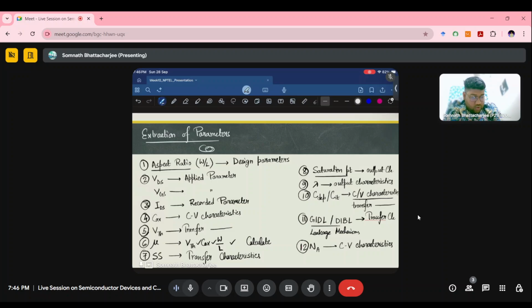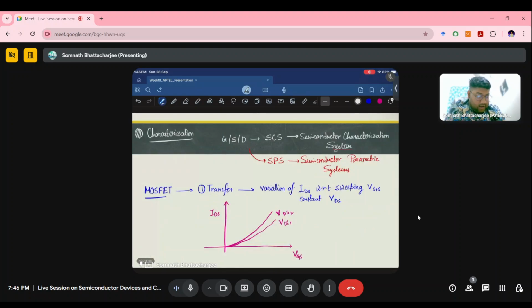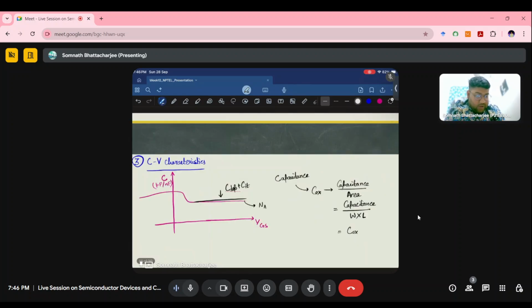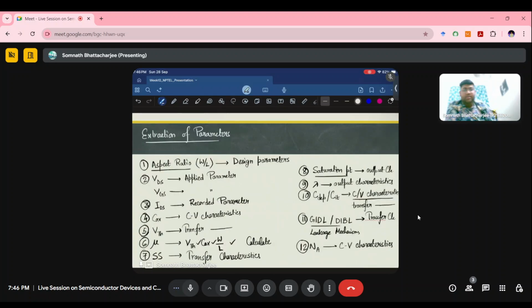Now, if we are just basically characterizing the devices and getting these three kinds of curves, we can directly get all the parameters that are required to ascertain the performance of the device and how these devices will perform. And based on this, we can change both the parameters. So these are the design parameters, the applied parameters, and the recorded parameters.